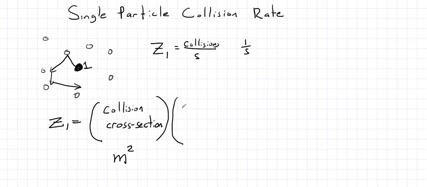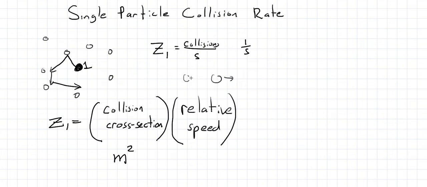What also matters is the speed, specifically the relative speed. If we imagine that we have two molecules and they're both going fast, but they're both going the same direction, and they're going at exactly the same speed, they're never going to collide. So what matters is the speed of approach between the molecules. The faster that is, the more collisions we're going to have per second. So relative speed, of course, meters per second.